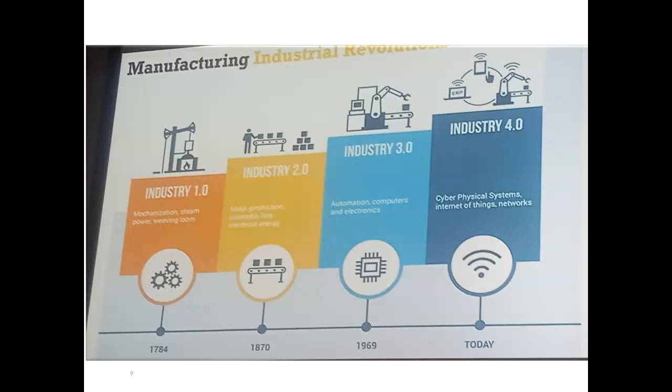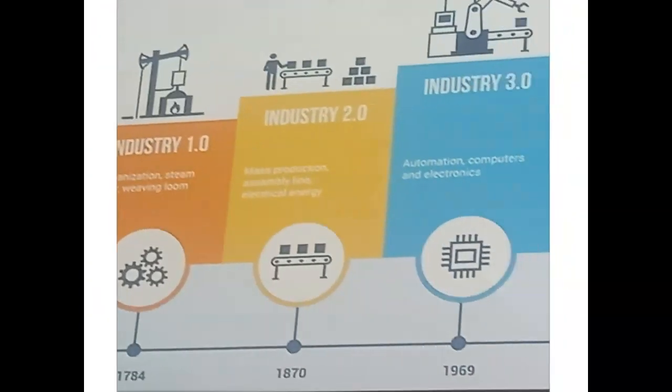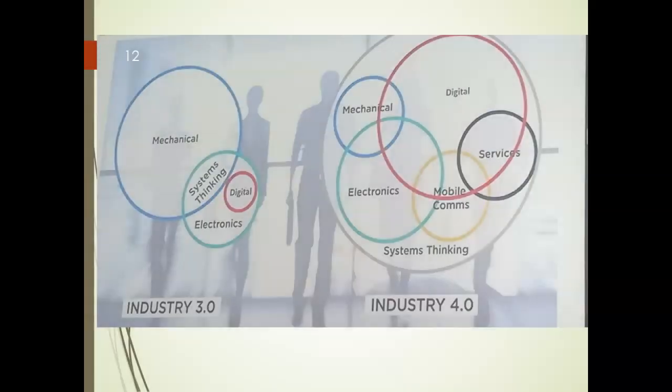And Industry 4, we said, was the current industry, which is all about cyber physical systems, the Internet of Things and networks. And you needed to know the four of those for the MCQ. And we went through each of those.